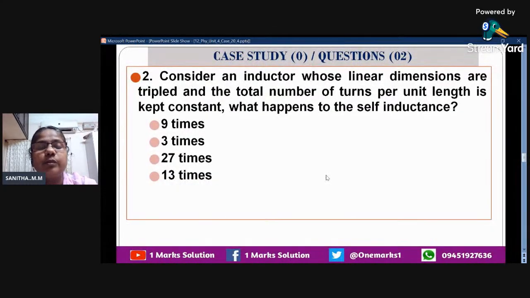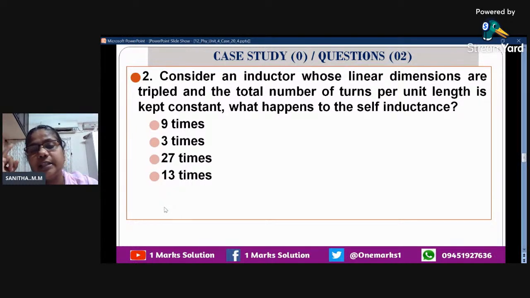Okay. Now let us move on to the second question. Consider an inductor whose linear dimensions are tripled. If the linear dimensions are tripled and the total number of turns per unit length is kept constant, what happens to the self-inductance? The equation for inductance L is equal to mu 0 n squared A l. We are tripling the linear dimension, and the other things are kept constant.